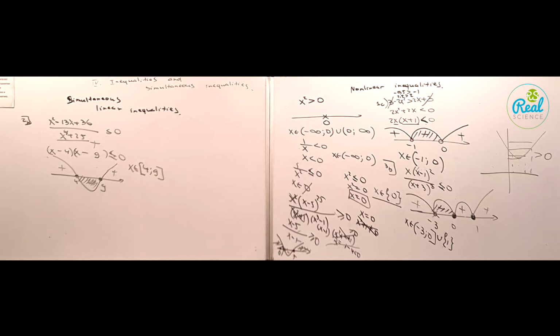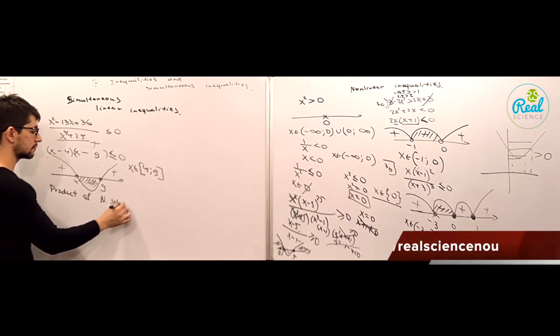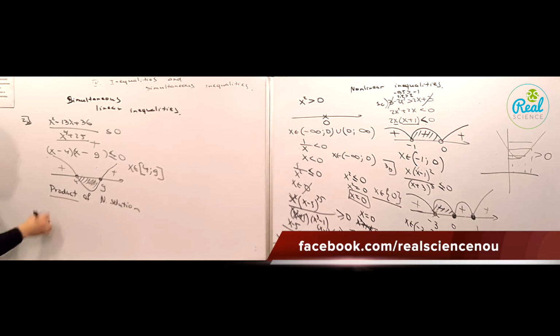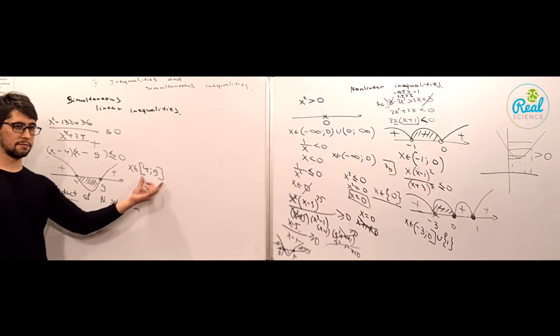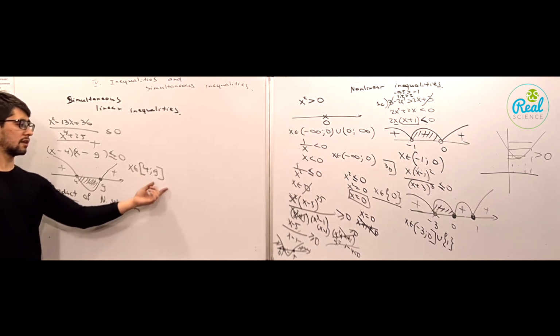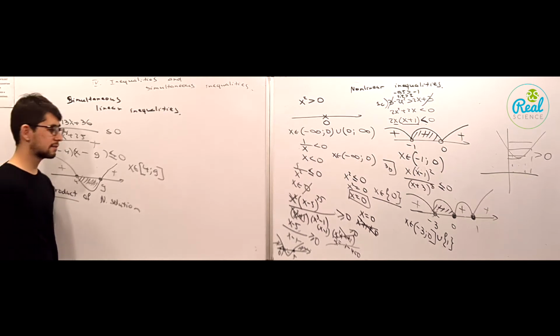Product of, let's say, natural solutions. What does product mean? Multiplication, right? So this is your interval of solutions, right? What are the natural solutions here? 2? 3? 5, 6. Okay, starting from 4.